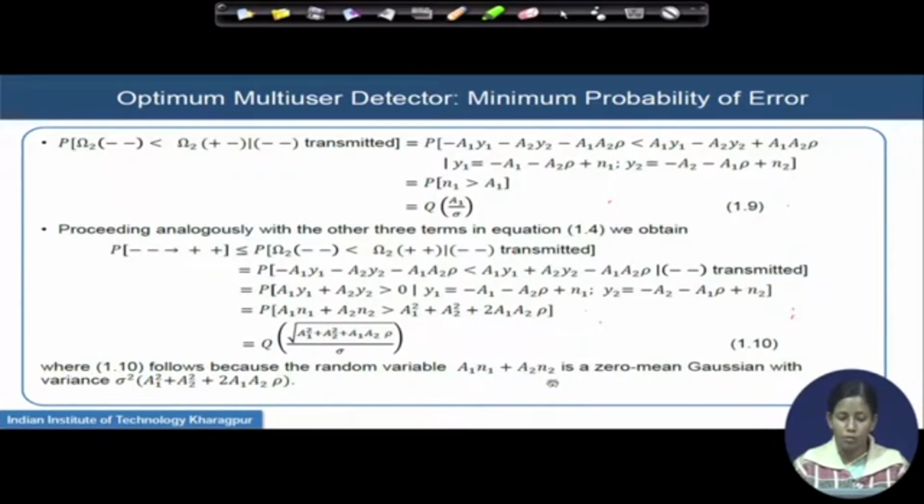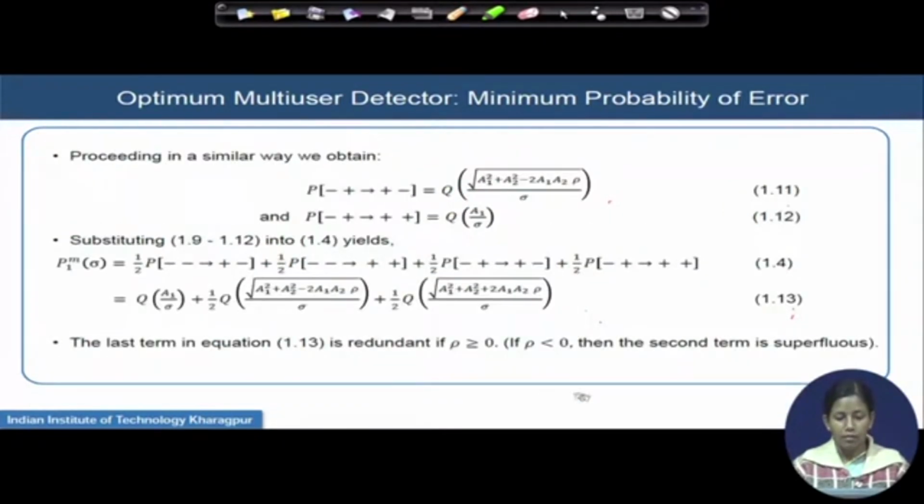A1 N1 plus A2 N2, where this is the equation for the probability that it is greater than this whole quantity, is a zero mean Gaussian, and the variance is governed by this. So the variance of this total signal is given by the transmitted power of the signal, and the power spectral density of the noise. Given the power spectral density of the noise, you end up with the variance of A1 N1 plus A2 N2, and finally the Q function will be governed by this expression.